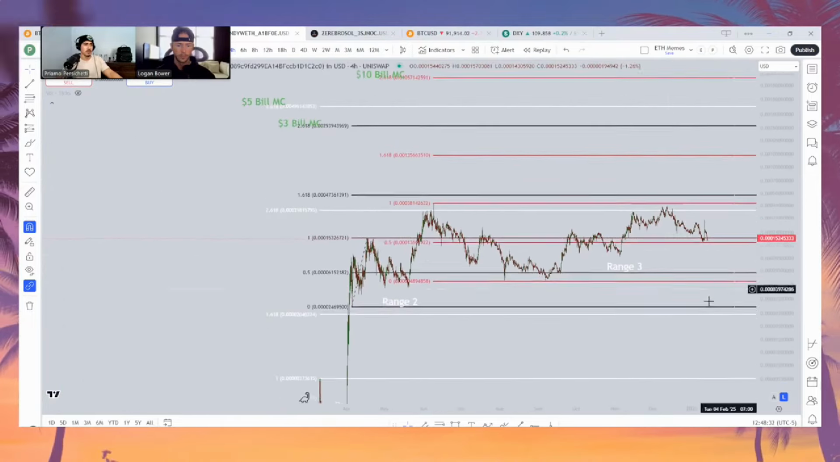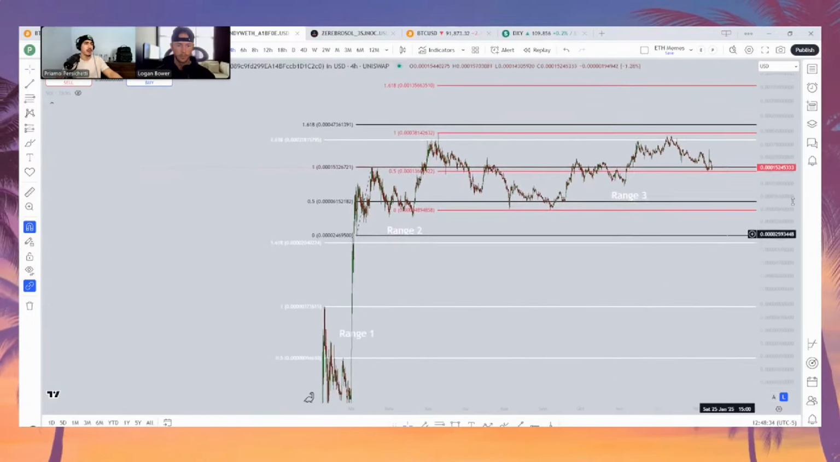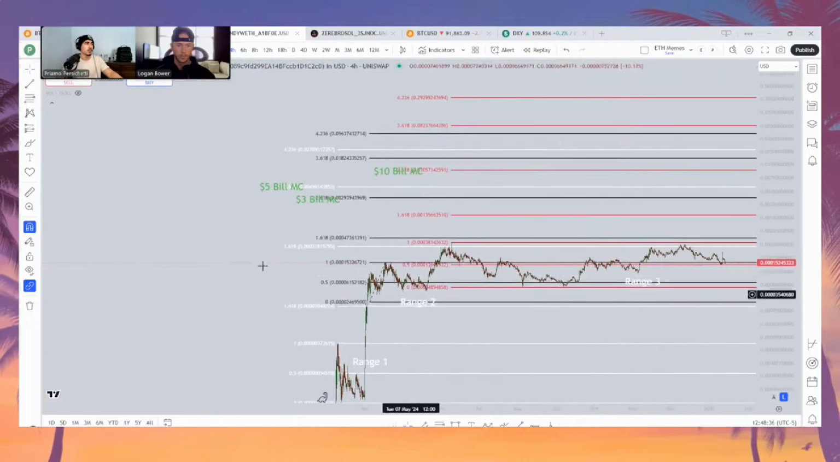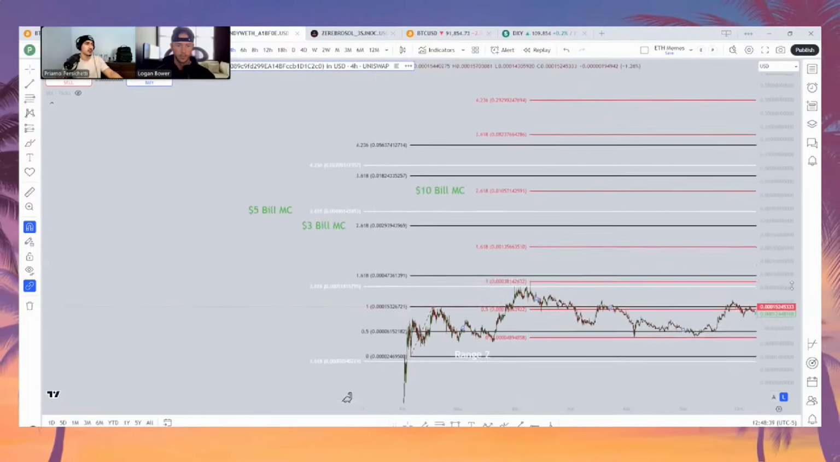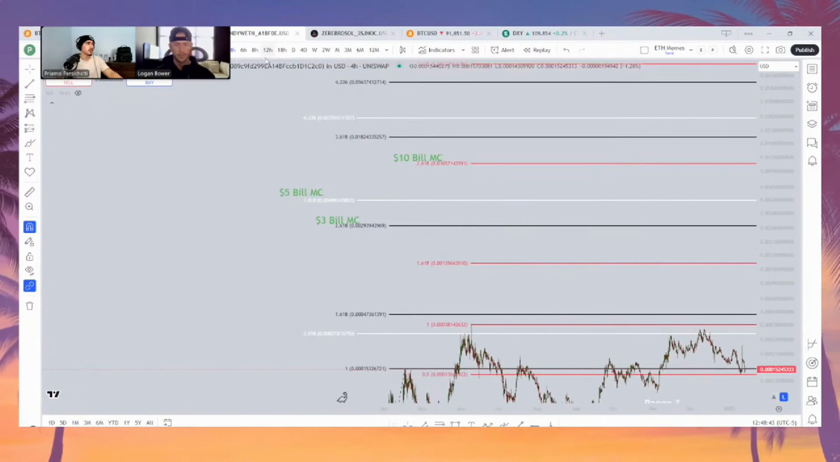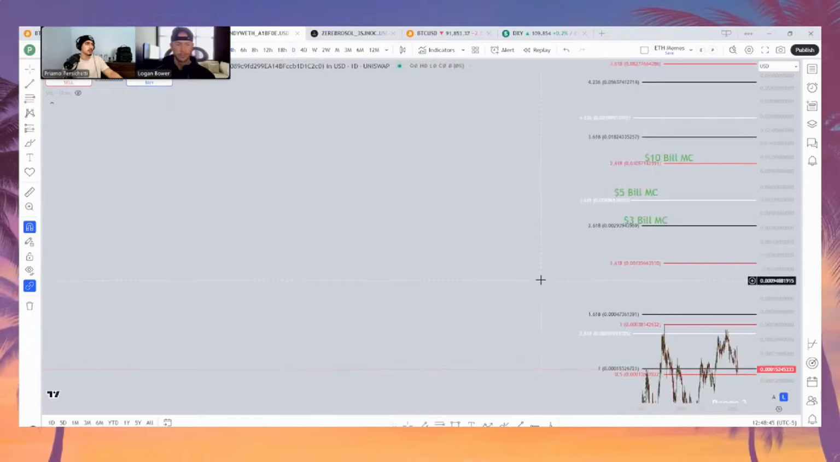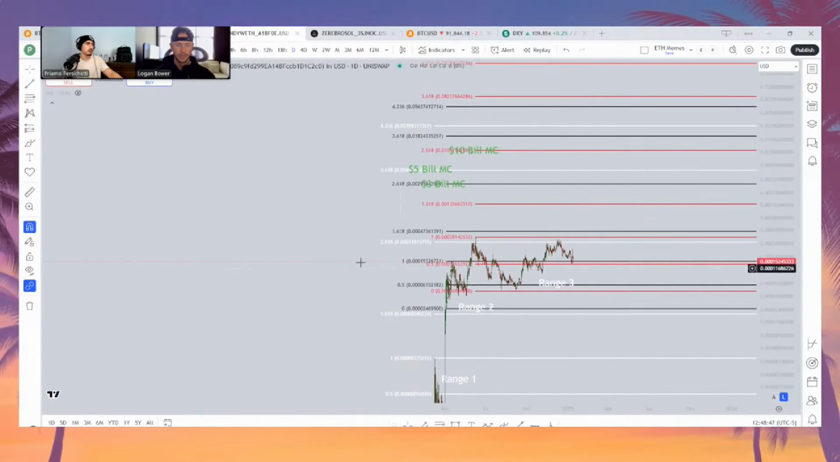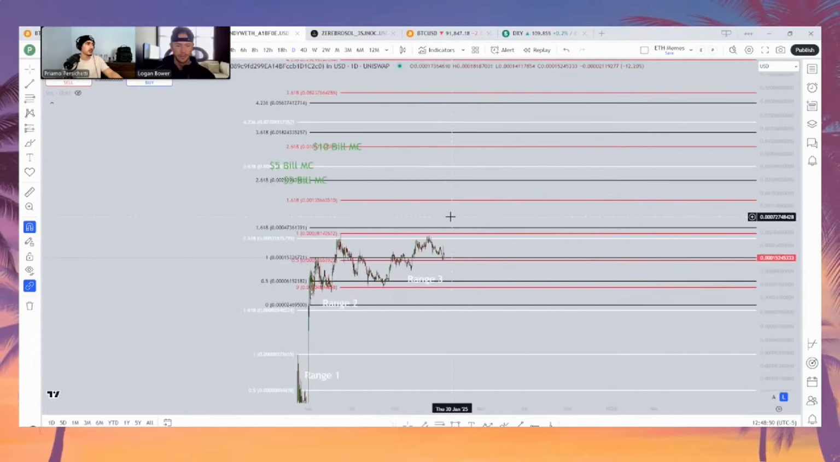So why do I show you those? Well, now that we have 3 different ranges, 3 different sets of fibs, we have a couple of scenarios that can play out. So if we look at some price targets, let's put this back on the daily. If we look at some price targets.